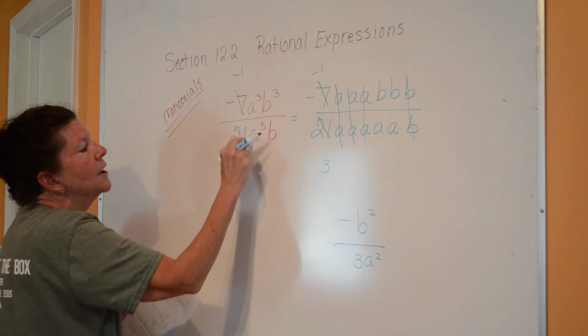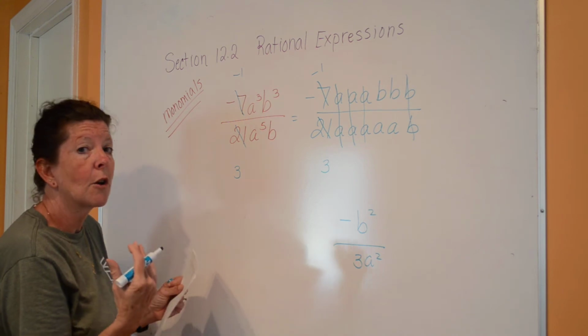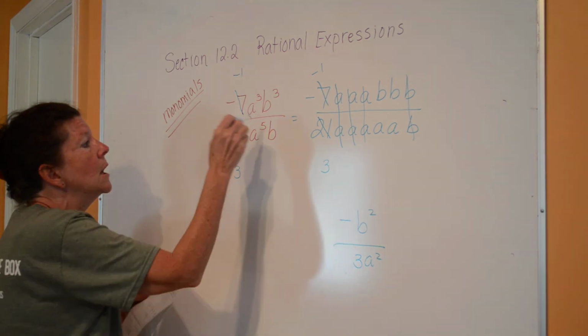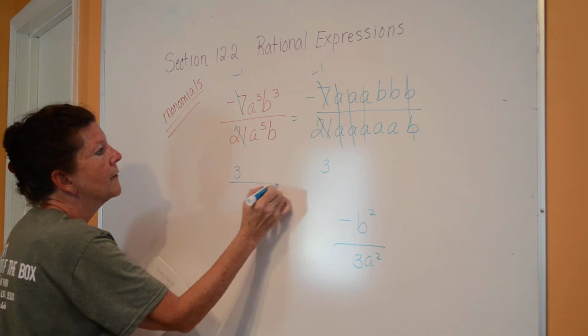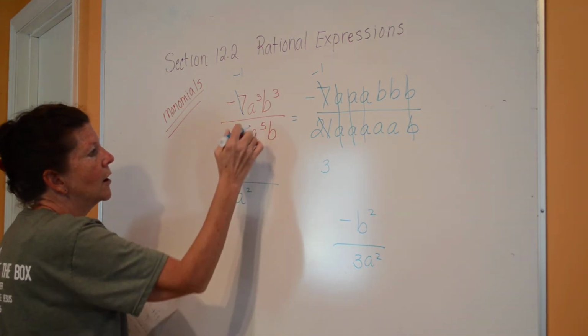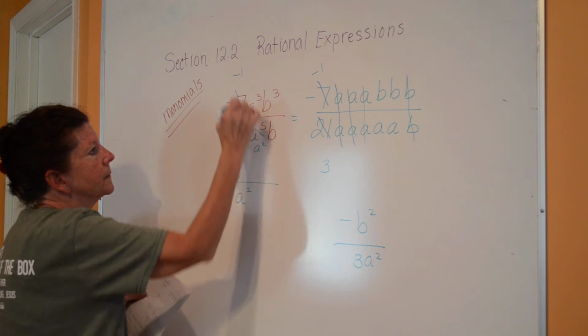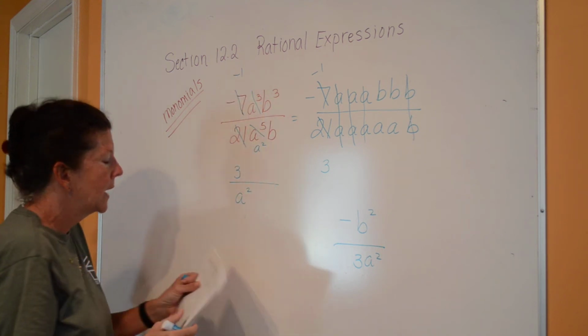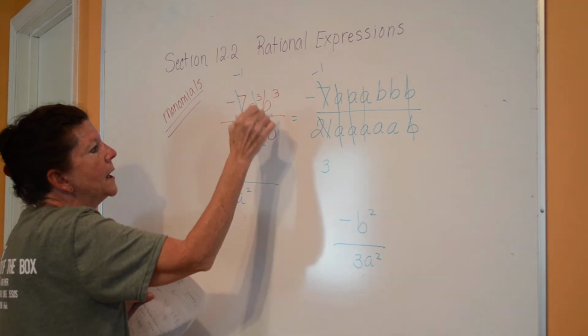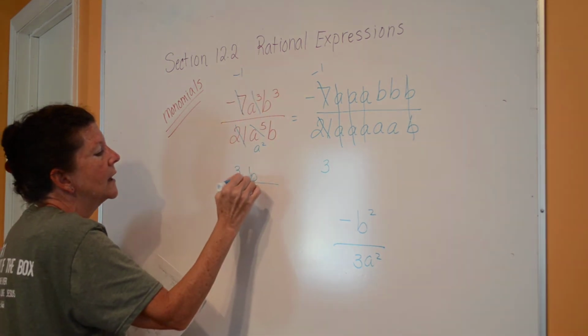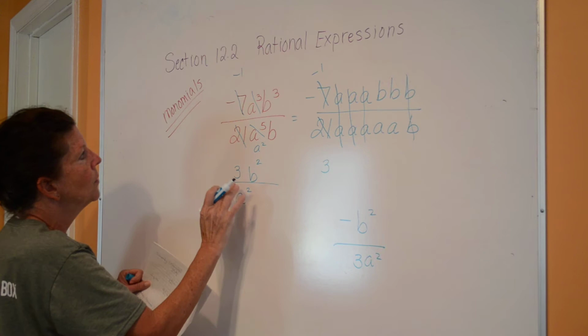Then I have an a cubed and an a to the 5th. So I'm going to go 5 minus 3 is 2. The larger exponent is on the bottom, so I have an a squared on the bottom, and the a on the top goes away. Then I have a b cubed and a b, so 3 minus 1 is 2. That leaves me with a b squared on the top.